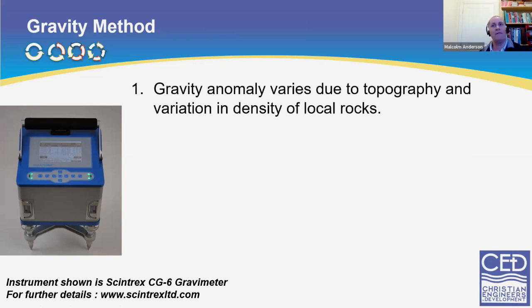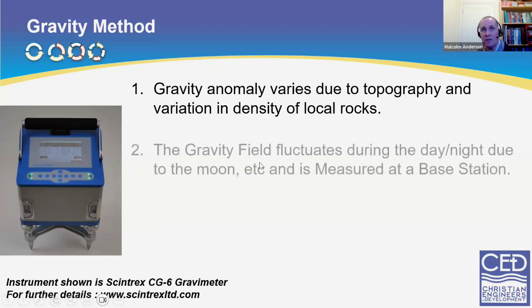The gravity anomaly varies due to the topography and variation in density of local rocks. So if you've got a hill nearby, this instrument will measure it. If you're sitting in a valley, this instrument will measure it. And it also measures the variation in density of local rocks, which can be quite small. You're talking of about 0.1 to 0.2 grams per centimeter cubed. And it can measure the difference in density of the soil layer compared to the bedrock layer in a river valley. So it's a very sensitive instrument.